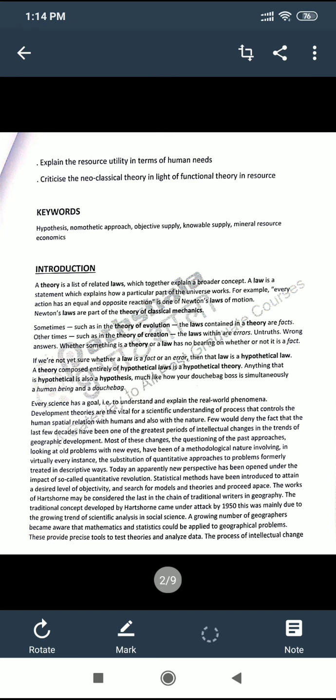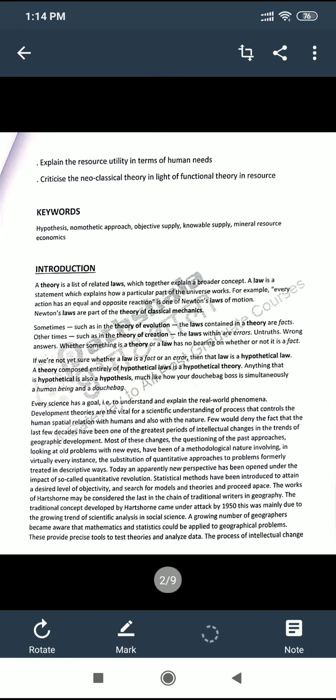with the nature. Few would deny the fact that the last few decades have been one of the greatest periods of intellectual changes in the trends of geographic development. Most of the changes, the questioning of the past approaches, looking at old problems with new eyes, have been of a methodological nature, involving in virtually every instance the substitution of quantitative approaches to problems formerly treated in descriptive ways.